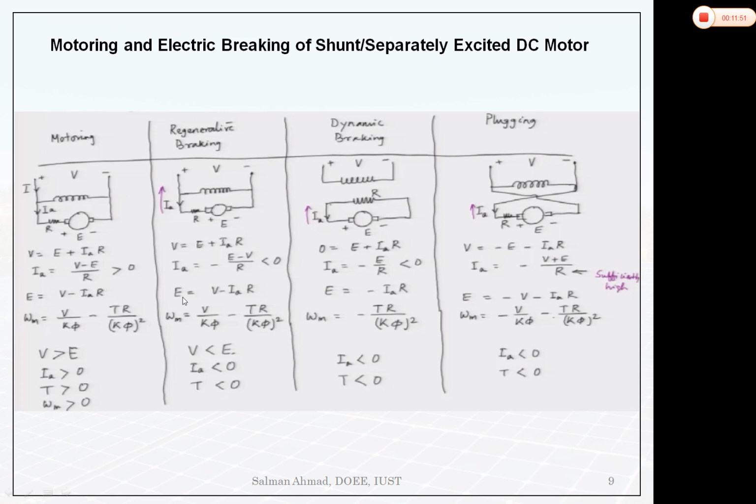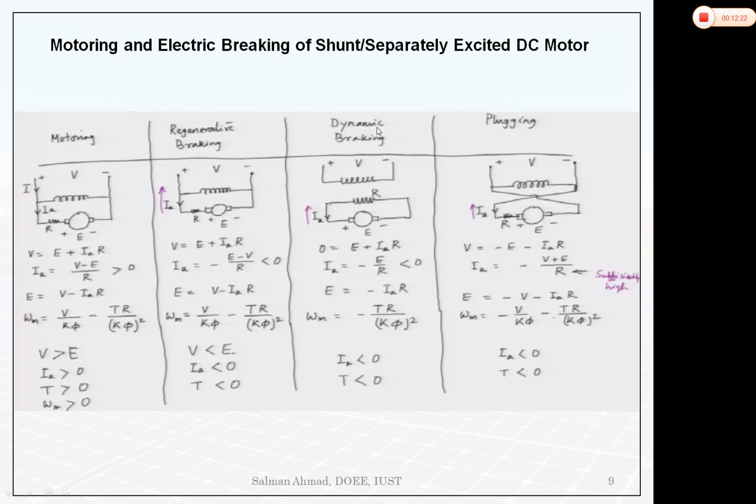Again substitute E is equal to V minus IA R, so the speed and torque characteristic we will get like this. So for regenerative braking operation, the conditions are: armature voltage V must be less than back EMF, current is negative, torque is negative, but speed is positive. The speed equation you can see is the same, so that product is negative. That means the machine is working like a generator, a DC generator.